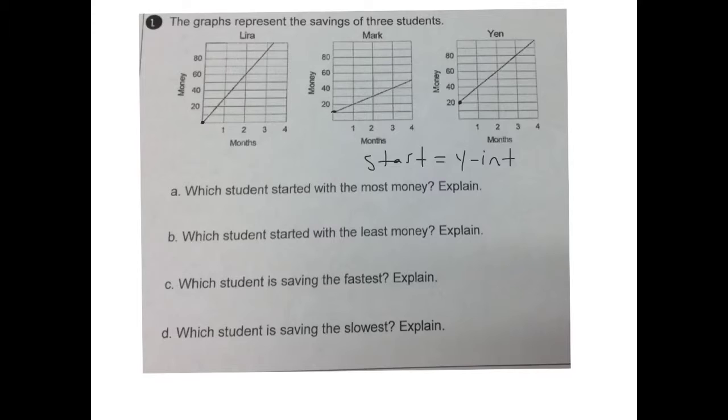Questions A and B ask you about starting, so we're going to look at who started with the most and who started with the least. So you're going to look at those dots that I put on there, and you're just going to answer, and your explanation would be telling how much each one of them started with. C and D has to do with their slope because it's talking about which one's going up the fastest. Okay? So this is going to be a steep graph, and this is going to be a flatter graph. So take a look at that, see if you can pick out which ones would go with which ones.